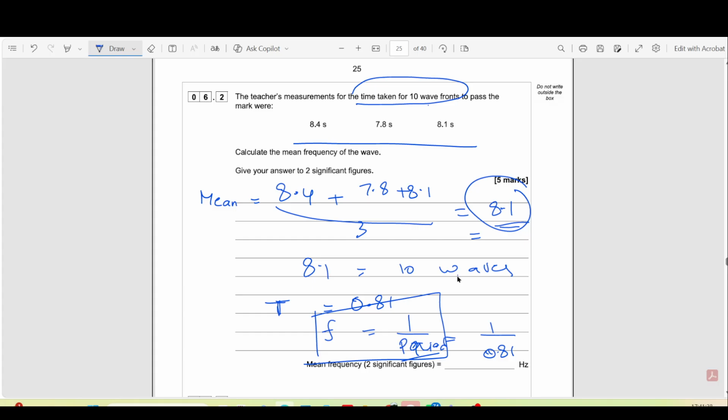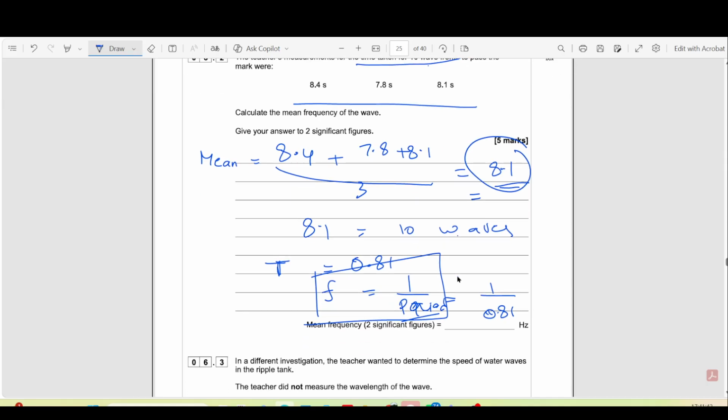So 1 divided by 0.81 equals 1.23. 1.23. Yeah, that's correct.